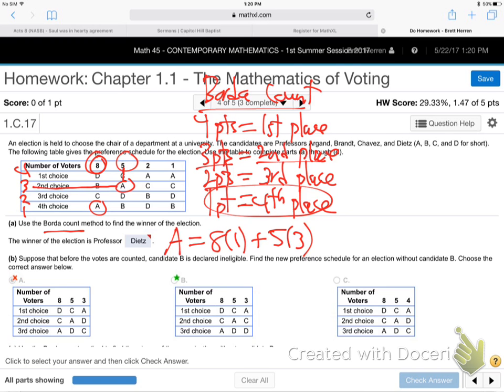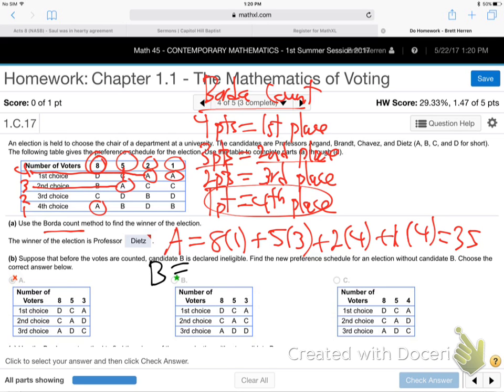5 times 3. And then next, these 2 people put A first. How many points for that? 4. So 2 people each gave A 4 points. And finally, this 1 person also put A first. So 1 person gave 4 points to A. So add that up. Calculator, 15, 23, 31. Is it 35? Anybody got that number? Let me know if I did it wrong when you check it. I'm just going quick. I might mess up.